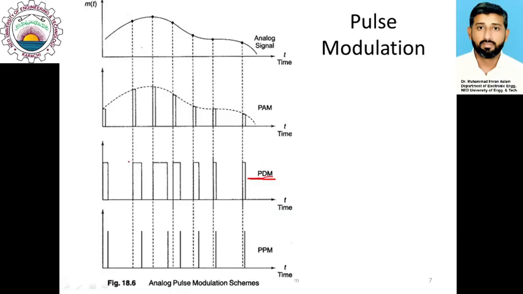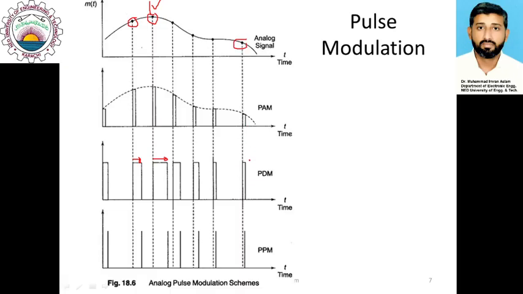Similarly, we can use pulse duration modulation. In that case, the amplitude would remain same. You can see that all the pulses have same amplitude. Position would also remain same. We have placed all the pulses at the start of each symbol duration, but width is different. If you compare this pulse with this one, because the message signal has higher amplitude, the corresponding pulse has a relatively wider width as compared to this one.